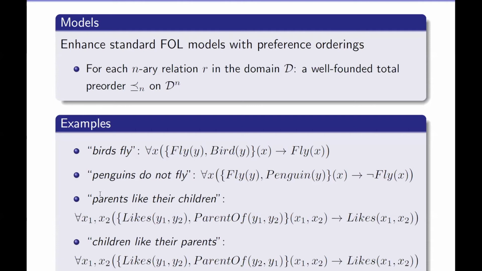For an example of hierarchy, take parents like their children. We then say that for all the minimal pairs according to the likes ordering, such that y1 is parent of y2, the first likes the second. Similarly, for children like their parents, we simply reverse y1 and y2 and write that for all the minimal pairs according to likes ordering, such that y2 is a parent of y1, the first likes the second.